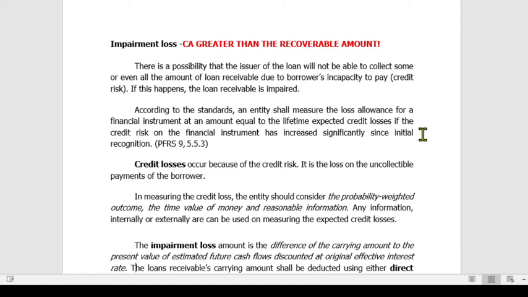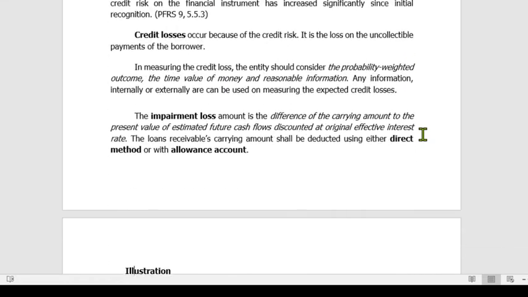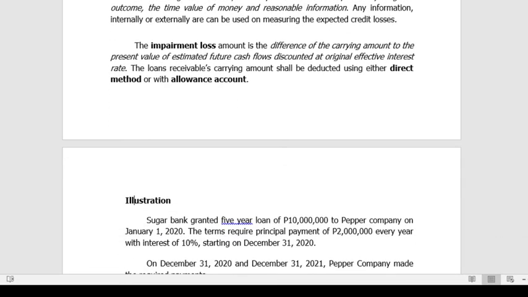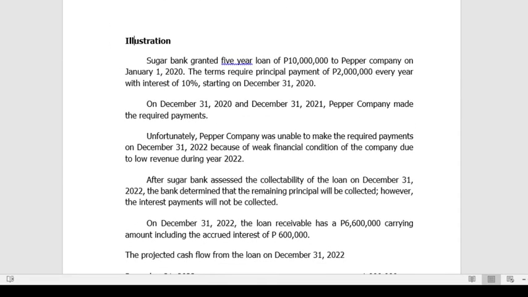The face of the financial statement shall reflect the actual conditions of the items na nandoon sa isang entity. Okay. The impairment loss is the difference of the carrying amount to the present value of estimated future cash flows discounted at original effective interest rate. So, sinasabi lang dito is yung kung magkano talaga ba mare-recover yung particular loan receivable. So, let us look at how it is done.